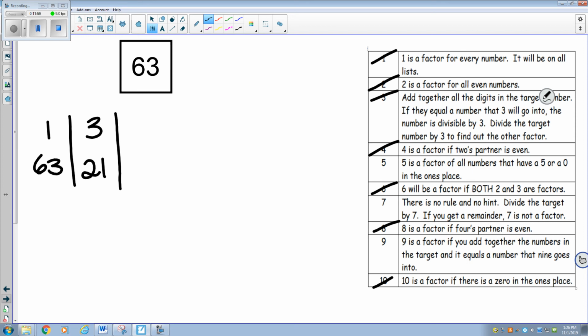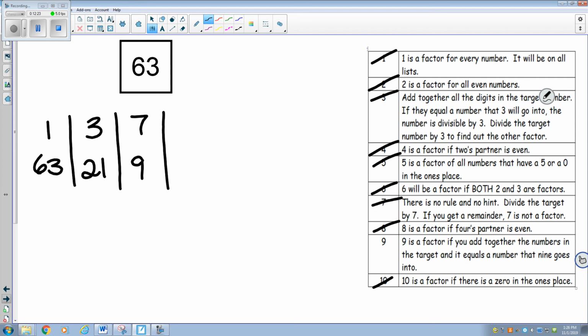Let's check 5. 5 is a factor of all numbers that have a 5 or a 0 in the ones place, and 63 does not have a 0 or 5 in the ones place, so we don't have to worry about 5. Here we come up to the difficult number 7, but we can use our basic multiplication facts to know that 7 times 9 is 63. So there's another set of factors, 7 times 9.